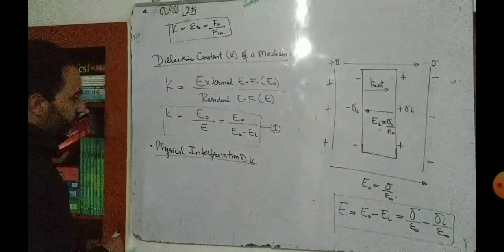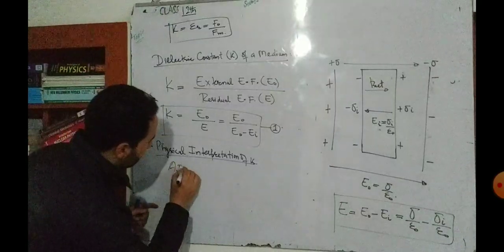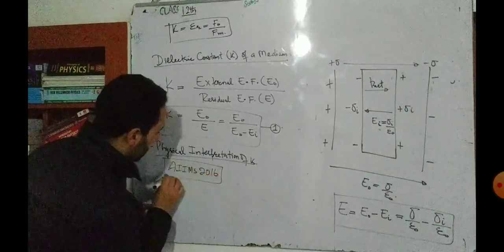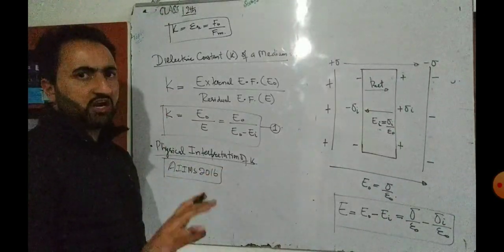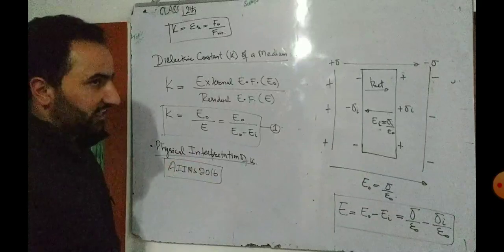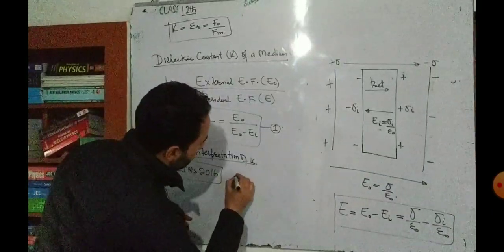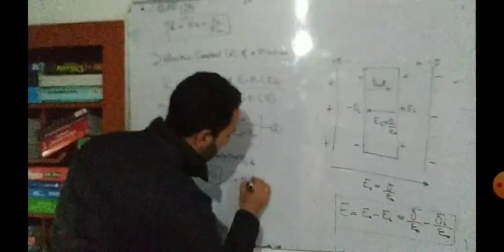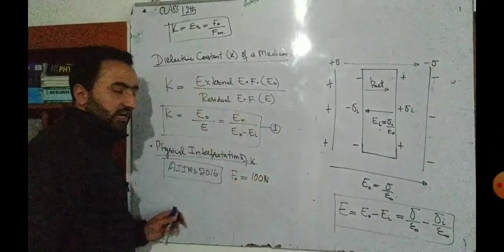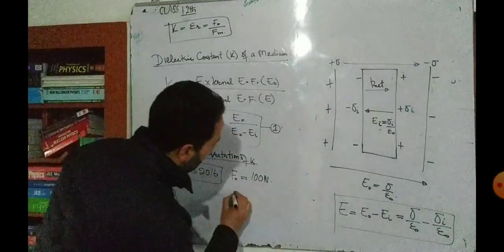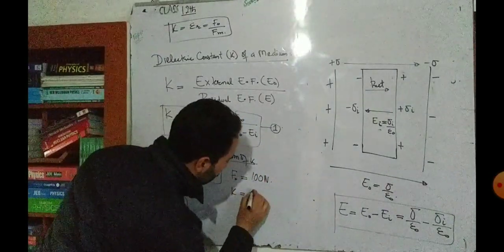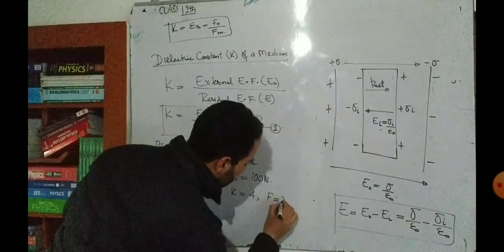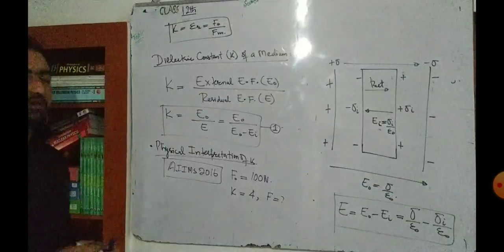ठीक है ना बेटा? एक क्वेश्चन आया था AMOS 2016 में. A question has been asked in AMOS 2016. And the question is like this. Okay, I will give data. That data can be different, but the question was exact like this. Suppose that the force between two charged particles which are separated by vacuum, F naught, is equal to 100 Newton. Okay, and then K, dielectric constant, is given to you. It's equal to 4. Then you will have to calculate the force when this dielectric separates the two charges.